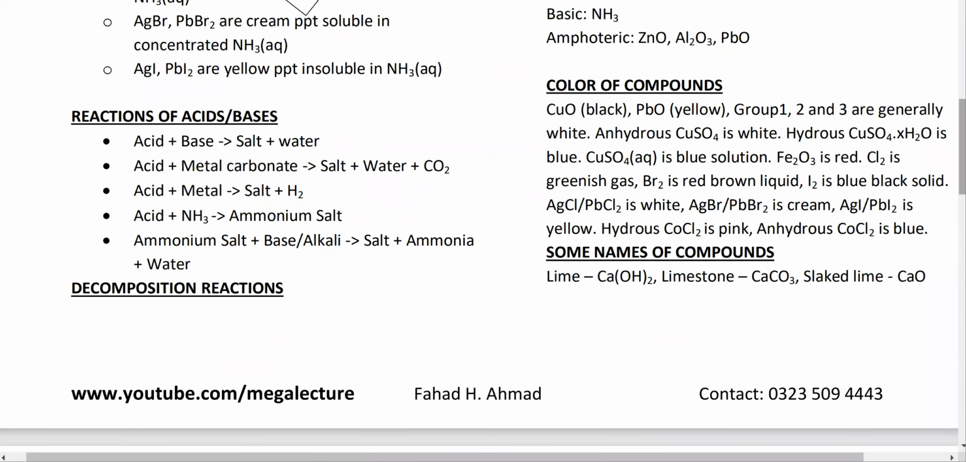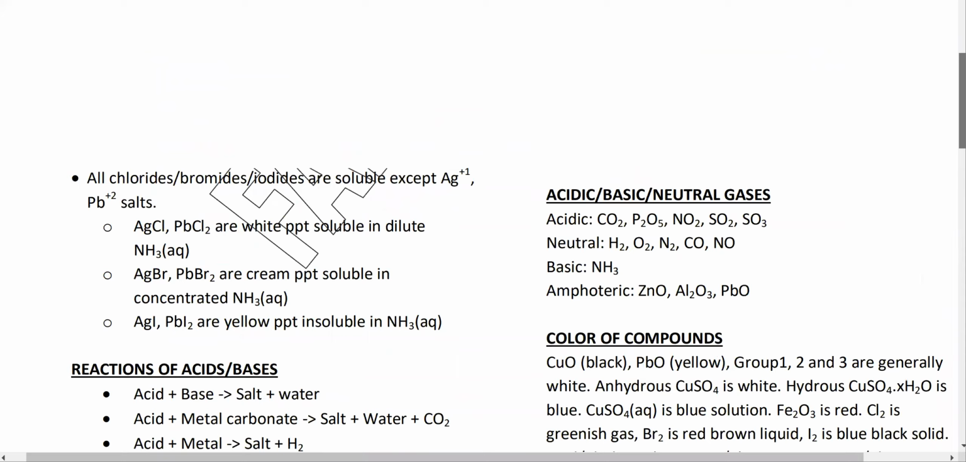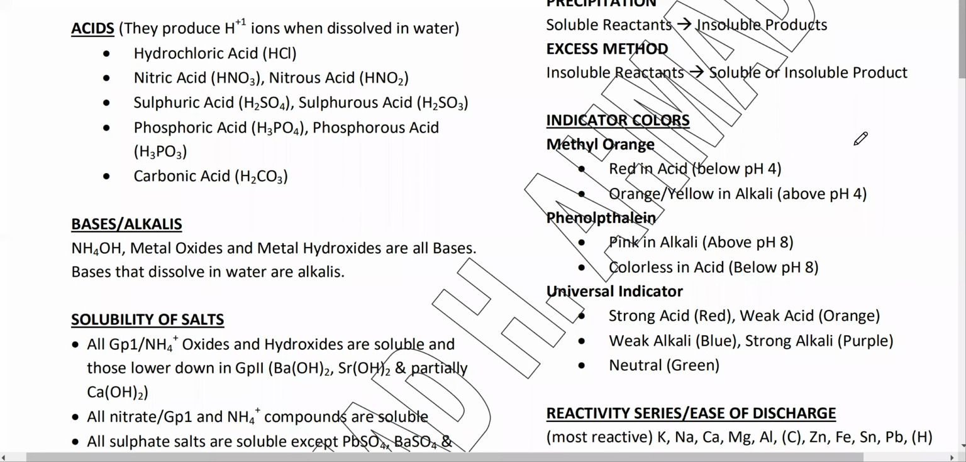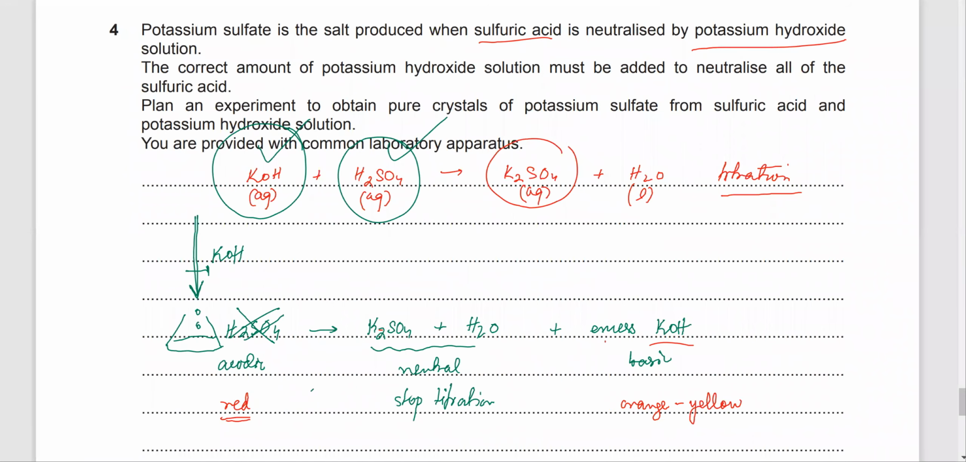Okay, where did the indicators go? Yes, it was at the top, somewhere. Yes, what methyl orange is in acid and what it is in alkali. Phenolphthalein color changes are also given. So remember these indicators as well. So as soon as the color changes, that's when you know that you have to immediately stop the titration.